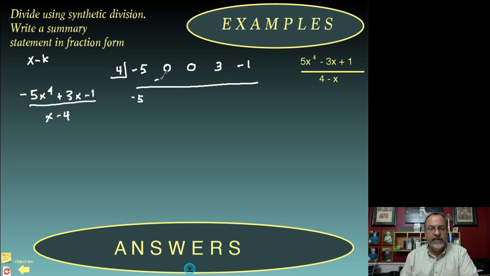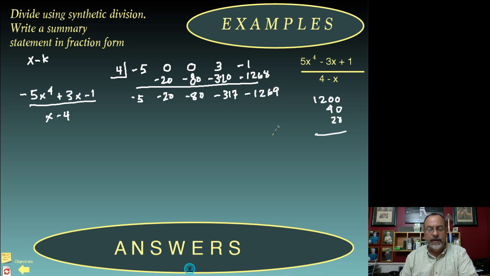So 4 times negative 5 is negative 20, and then I add. This is going to be negative 80, and then I add. 4 times negative 80, this is getting pretty large, negative 320. And then I add those, so that's negative 317. And negative 317 times 4, well, let me see if I can do this. So that's going to be 1200, and then that's going to be 40, and then 7 times 4 is 28. So if I add those together, it's going to be negative 1268. And then I add that, so negative 1269 is going to be my remainder.